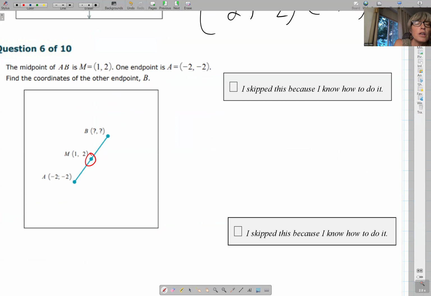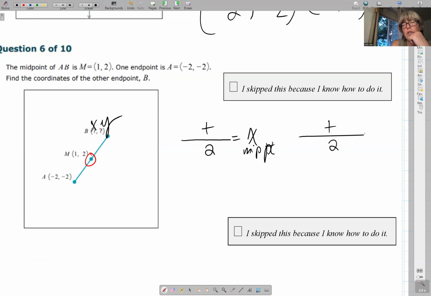It said the midpoint of A to B is 1, 2. A is sitting at -2, -2, and B is at unknown x and y. All right, there is an algebraic way of doing this, and there is a logic way of doing this. I call it the grammar problem. I'm going to show you the algebra so you can appreciate the shortcut when you see it. We know that if you add the x's, divide by 2, you get the x midpoint. Add the y's, divide by 2, you get the y midpoint.